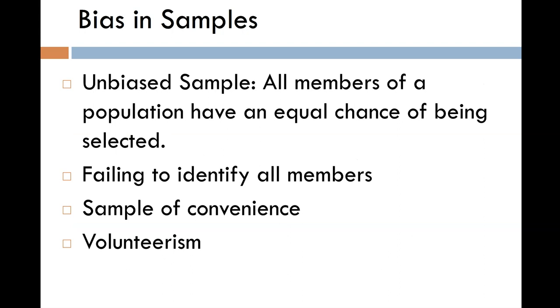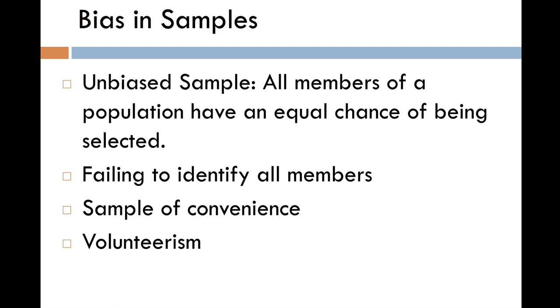It's important to remember that there's always bias in samples. A truly unbiased sample, which I guess would be the gold standard, is that all members of a population have an equal chance of being selected. In reality, that's almost impossible. And so there's always bias. There's always bias in all samples.